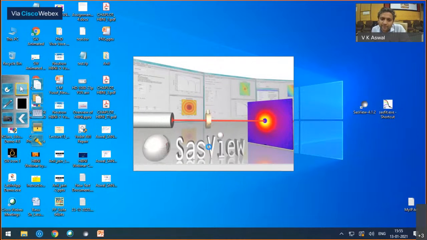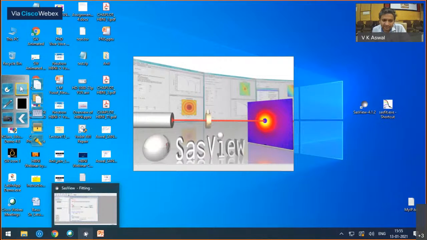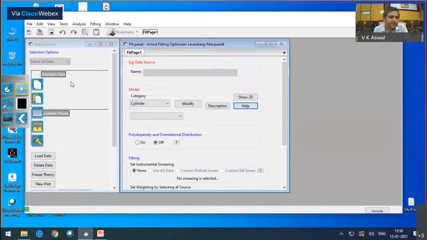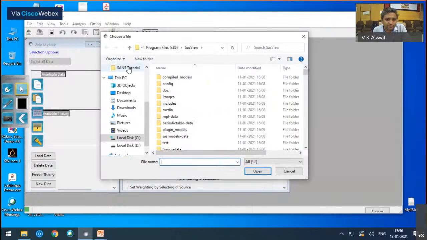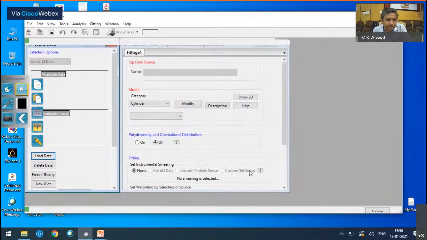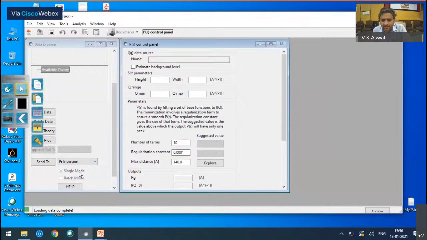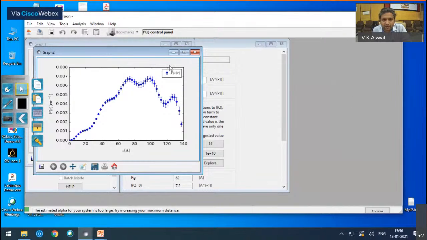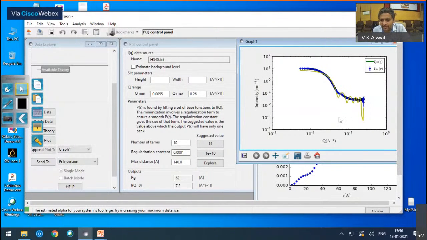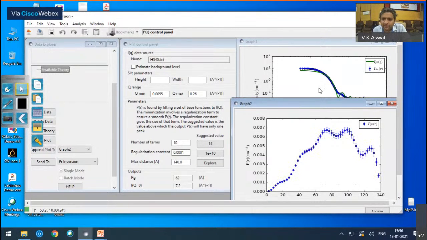So this is SasView, another software which I will be describing, and both the softwares are equally easy. So one can choose any, both are free. One can download. Okay, maybe I will ready this. Just go to load data. Let's say same nanoparticle I have chosen. So now send to P of R inversion. This is pair distance distribution function. Send. You get two curves. One is actual data with equivalent fitting of the P of R, and this is P of R. So both of them are not very nice.